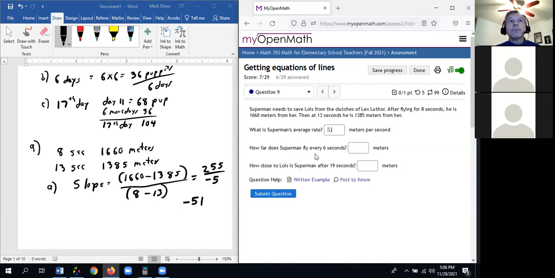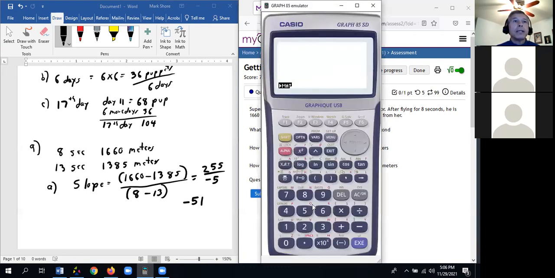Then how far does Superman fly every 6 seconds? We'll just take that value and divide it by 6. Now I'm hoping all my arithmetic is right here. I've been doing that in my head. So I think that's 215. I'm going to use a calculator to double check the arithmetic here real quick. So let me take the 1660 and subtract off the 1385. If I do that, it's 275. So I thought I might have had a mistake here. So that's 275 right here.